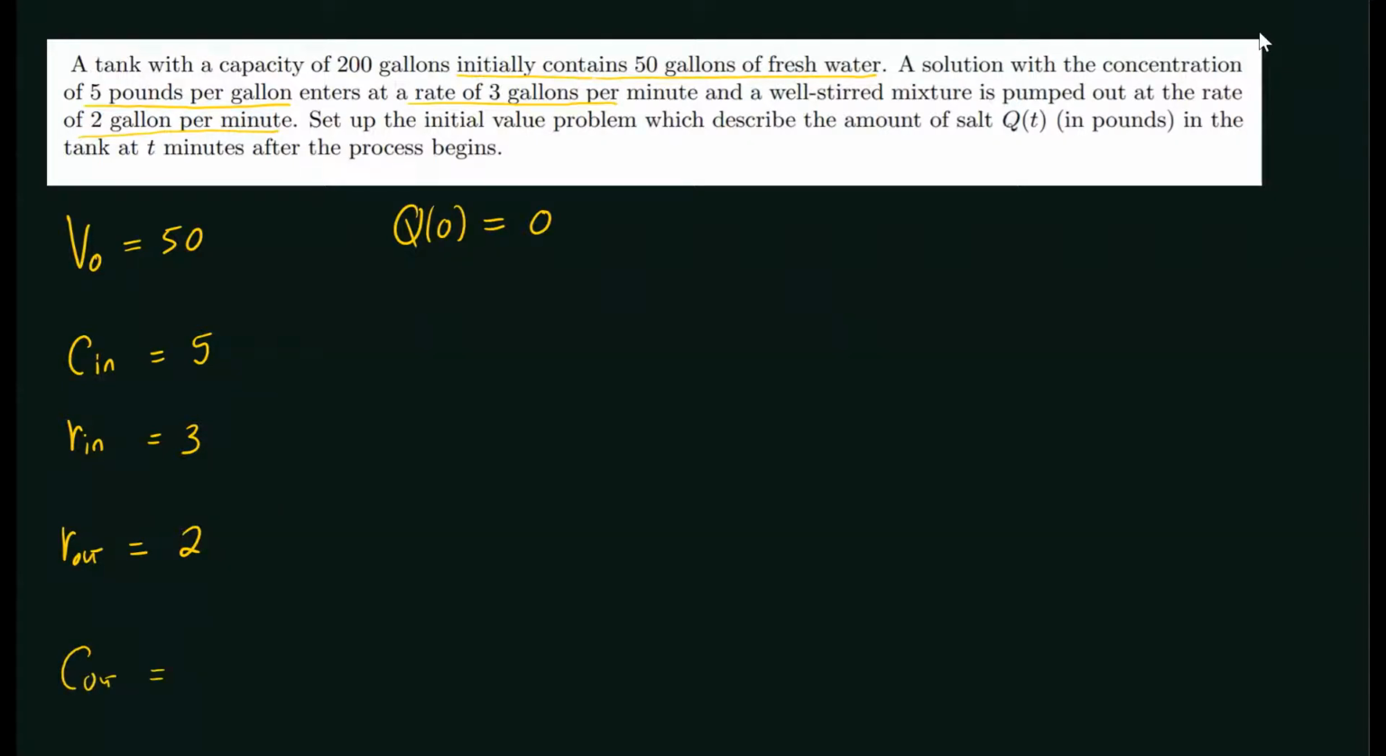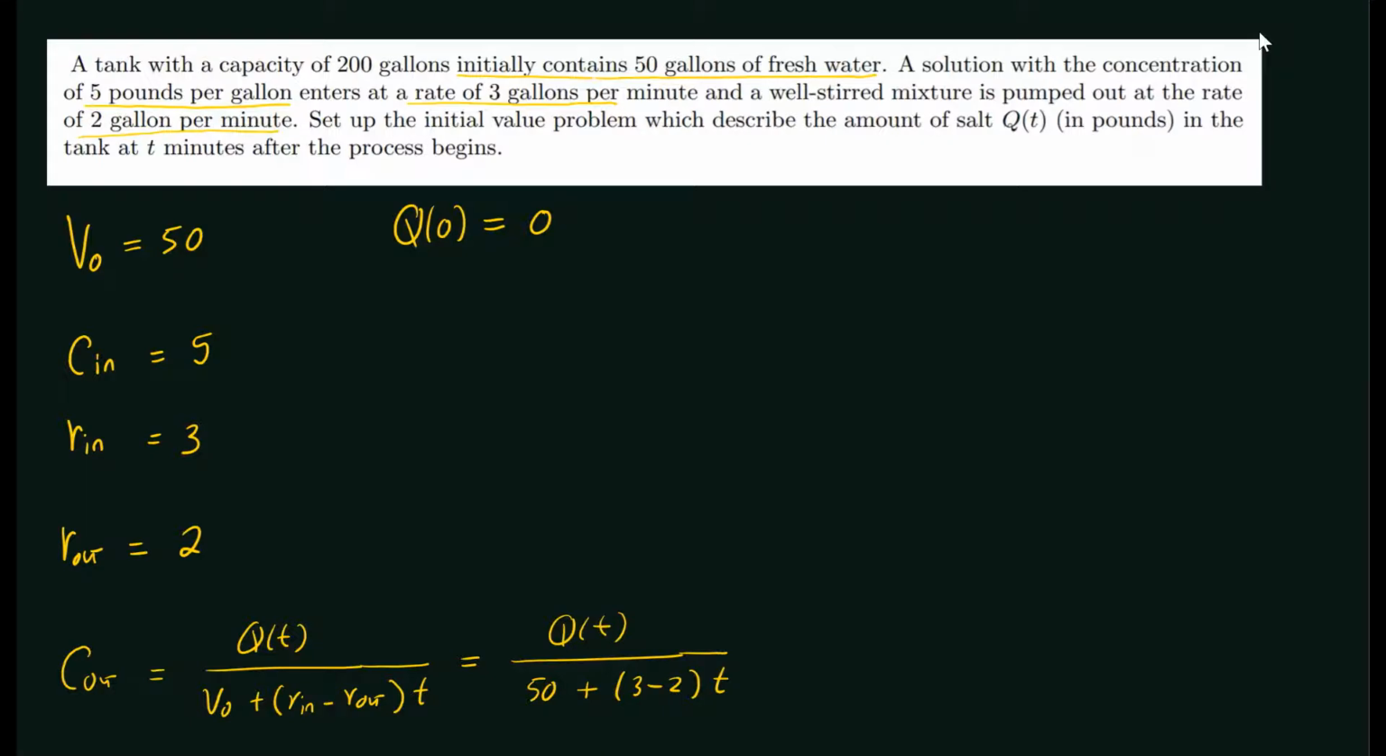We're going to be using the formula that I wrote previously. Concentration out is going to be measured by the amount over V initial plus Rn minus R out times t. Q is just the unknown. We know the initial volume, which is 50, and then Rn is 3, and R out is 2, times t. So that is our function for concentration out. Now we just need to set up an initial value problem which describes the amount of salt in the tank.